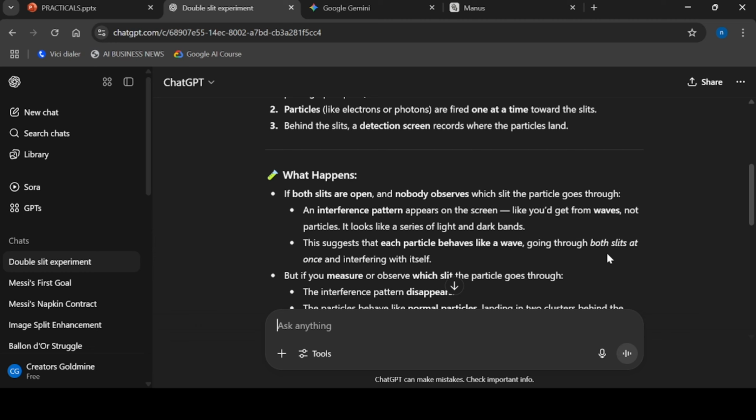If both slits are open and nobody observes which slit the particle goes through, an interference pattern appears on the screen, like you'd get from waves, not particles. It looks like a series of light and dark bands.